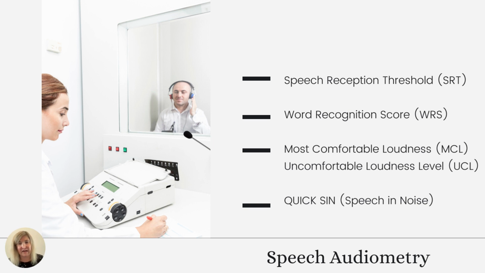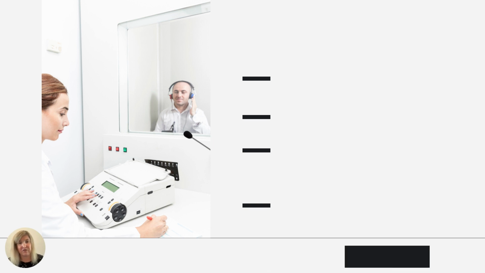If the examiner has introduced masking noise during speech testing, the masking noise level will be indicated on the audiogram. Most speech tests are done on each ear. However, sometimes the examiner may choose to do speech testing binaurally, or through both ears.